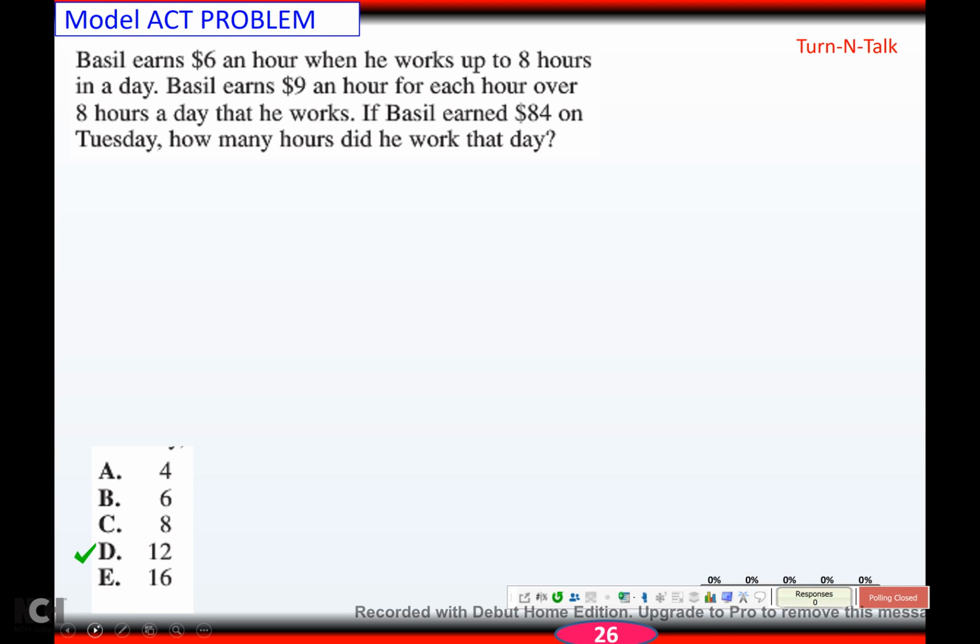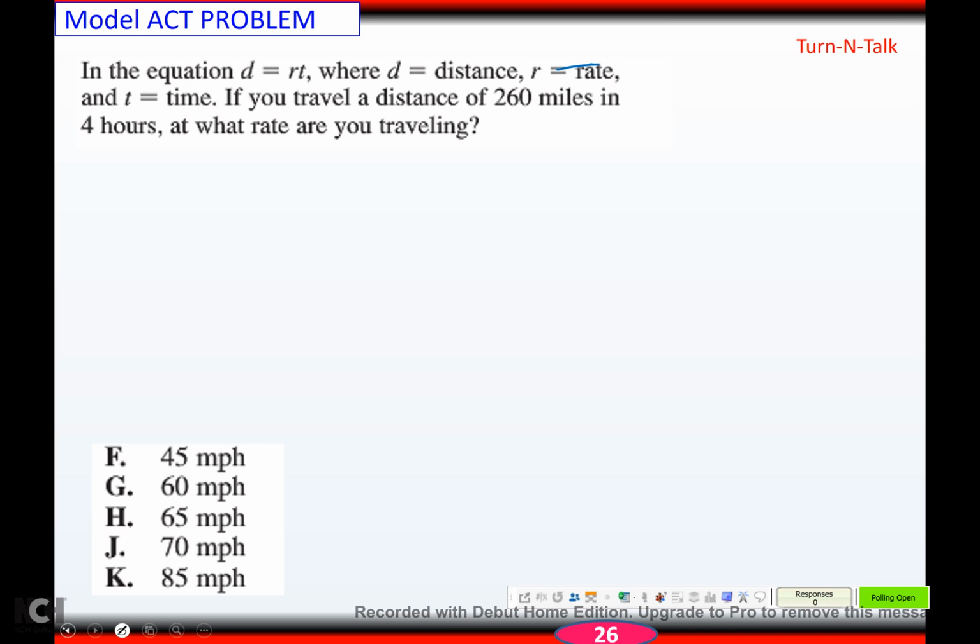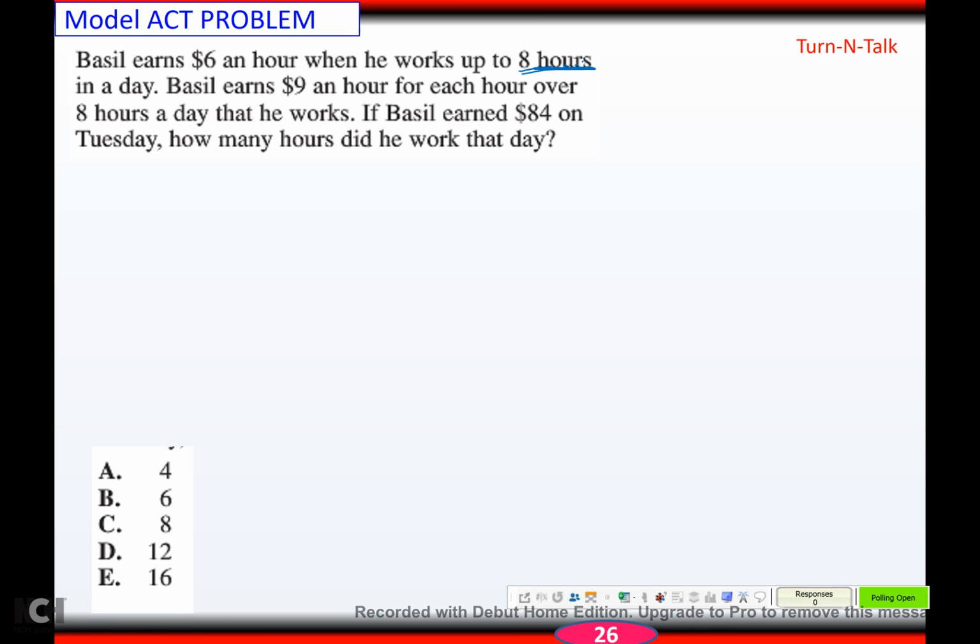It says Basil earns $6 an hour when he works up to 8 hours in a day. Basil earns $9 an hour for each hour over 8 hours a day that he works. If Basil earned $84 on Tuesday, how many hours did he work that day? Well, we know that for 8 of those hours, he's going to make $6. So he's going to make $6 for the first 8 hours he works. Plus, he's going to make $9 for each hour over 8 that he works. And that has to come out to $84 total.